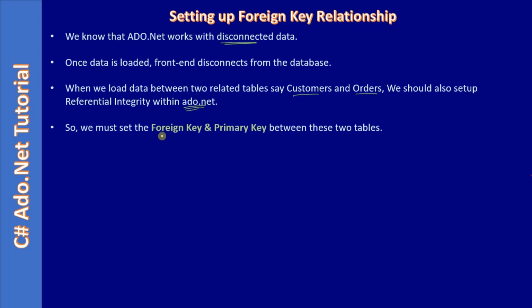We must set the primary key as well as foreign key between these two tables, right? Customers and orders. So the customer will be the primary key, and orders table refers the customer. There is one record, let's say some product, a specific quantity 4 placed by customer ID C1, right? So that means this is the order table entry and it refers the primary key C1 from customers table.